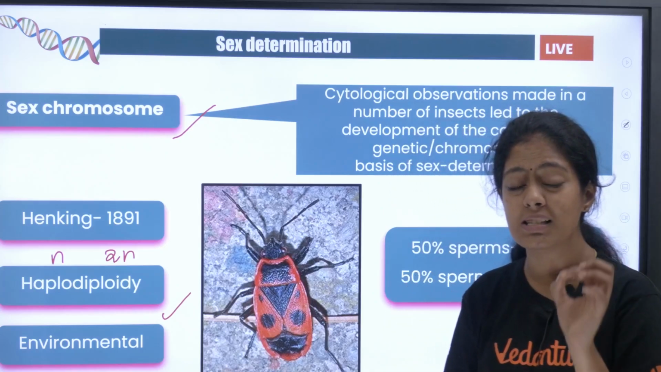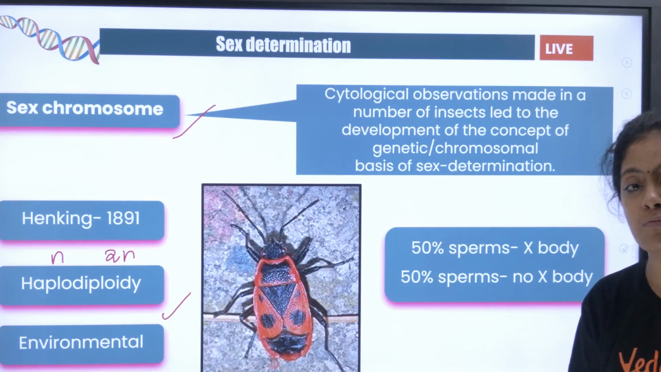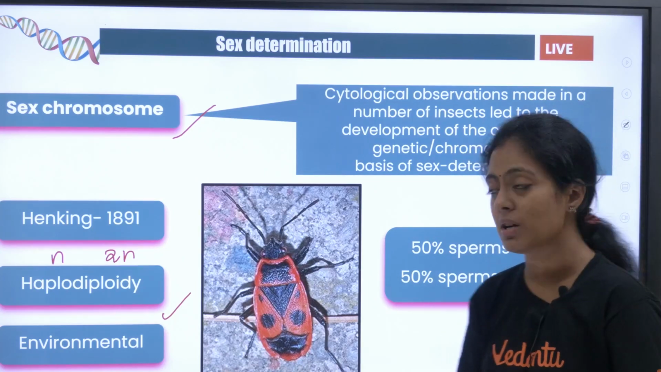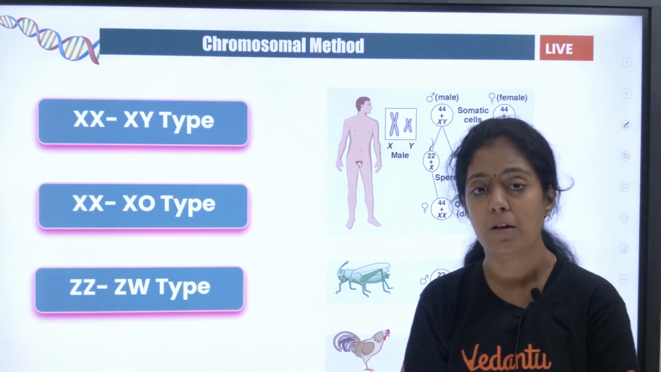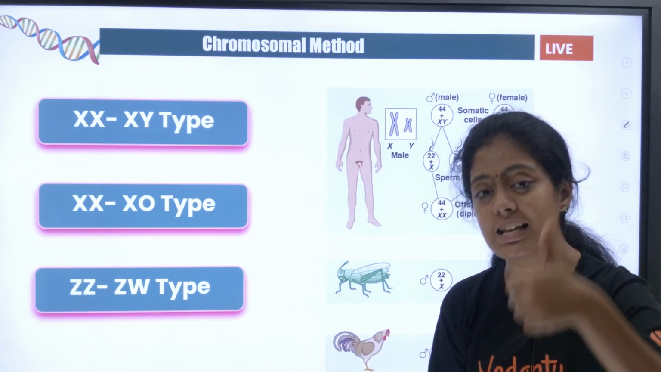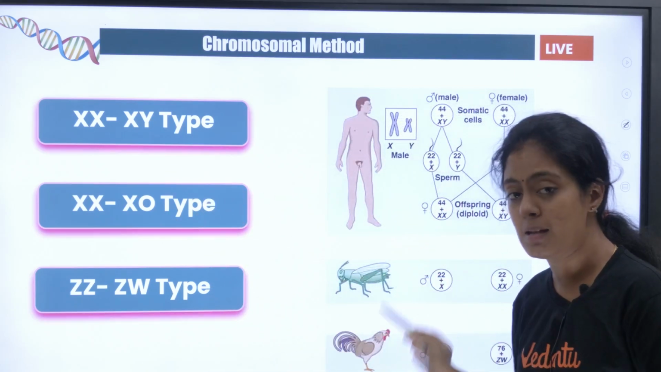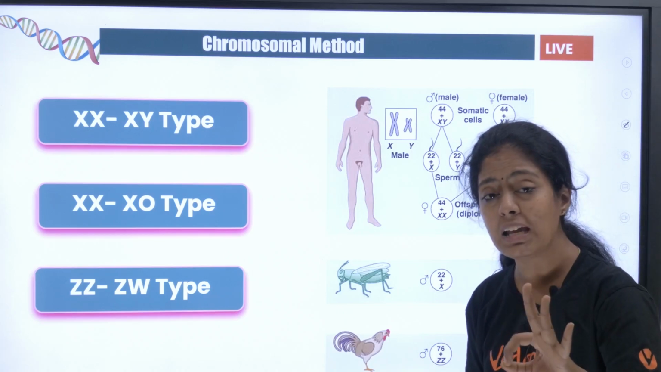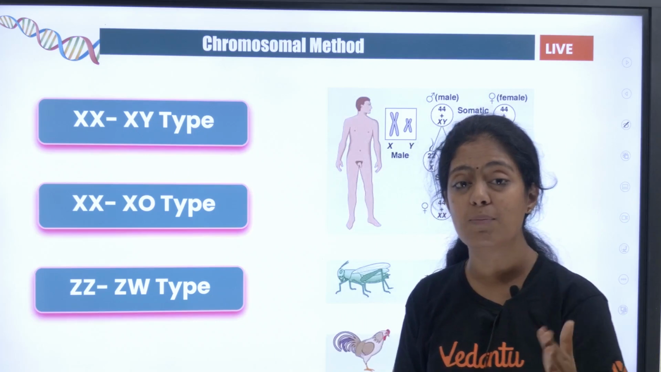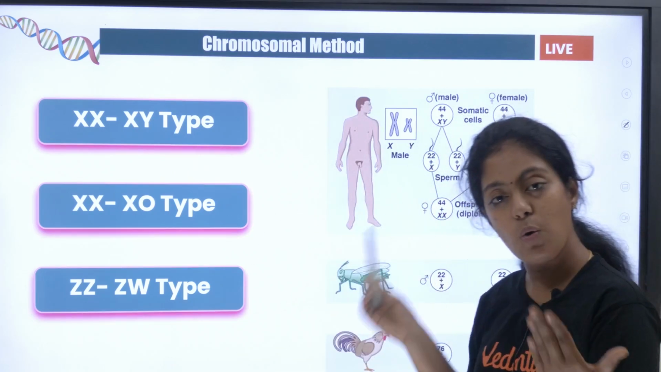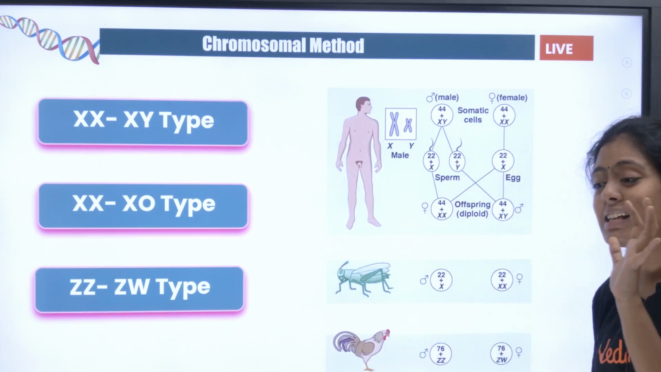Okay, and who discovered this X chromosome? It was Henking in the year 1891. Very important. Now let's look at the chromosomal method of sex determination. So there are three: XX-XY type, XX-XO type and ZZ-ZW type. Very important 5-mark question: Sex determination, explain the different types of sex determination using chromosomal method. So first, let's talk about this XX-XY type.